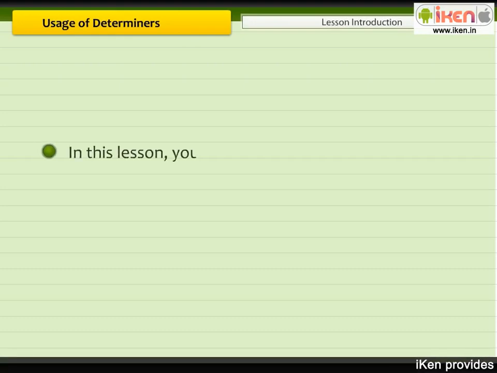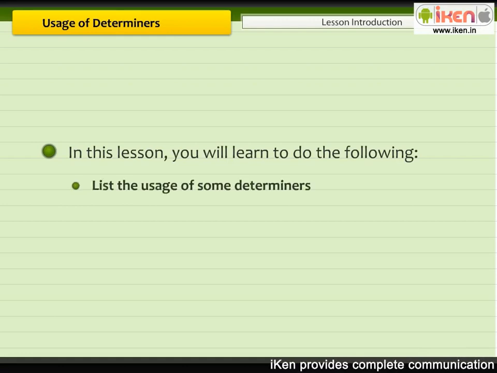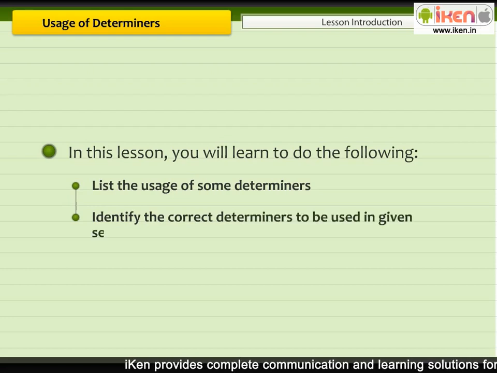After completing this lesson, you will be able to list the usage of some determiners, and identify the correct determiners to be used in given sentences.